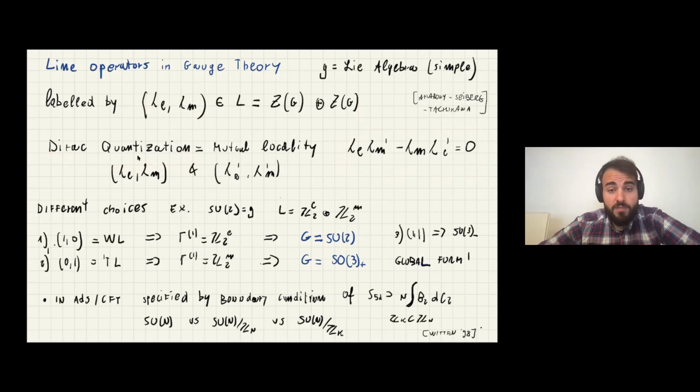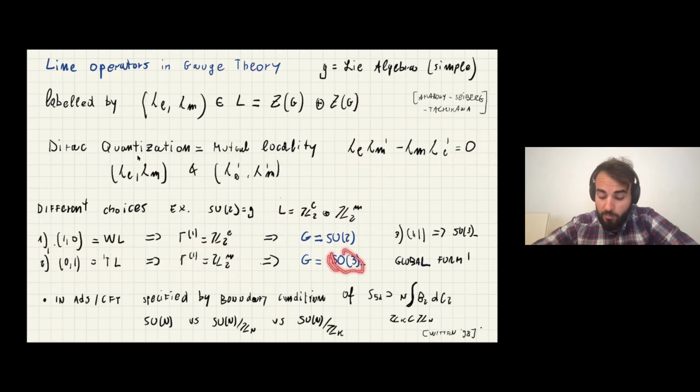So there are different ways of solving this condition. For example, if we take SU(2) as a gauge algebra, the lattice would be specified by two copies of Z_2, one electric, one magnetic. If we choose a lattice generated by the Wilson line, then the one-form symmetry would be the electric one-form symmetry, and the gauge group would be SU(2). And then there are other choices which are also consistent with this condition. For example, if the lattice is generated by the 't Hooft line, now the one-form symmetry would be the magnetic one-form symmetry, and the gauge group would be SO(3).